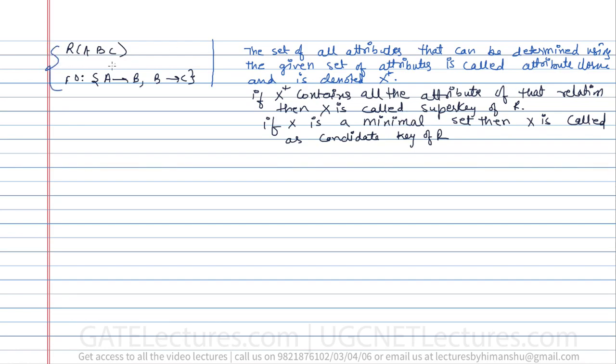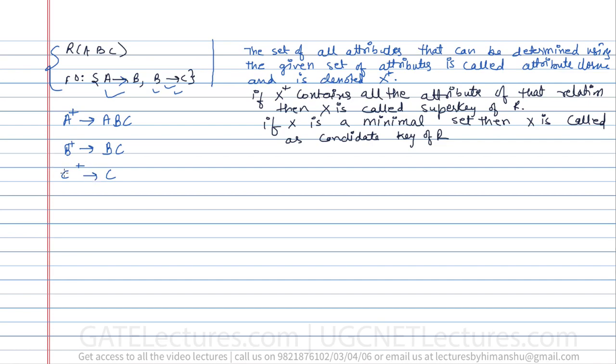If this is the relation ABC, then the functional dependencies are A determines B and B determines C. Now if I take A closure, what are the things which we can identify? A can determine A itself, A can determine B, and B can determine C. So we can determine A, B, C, everything. If I take B closure, then B can determine B itself, B can determine C, but B cannot determine A. If I take C closure, then I'll only get C because C cannot determine anything else.